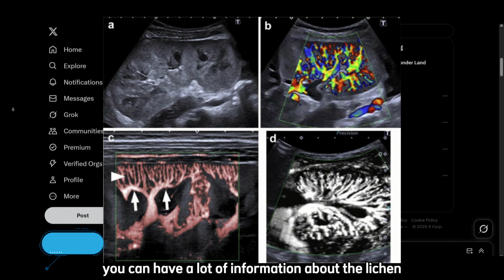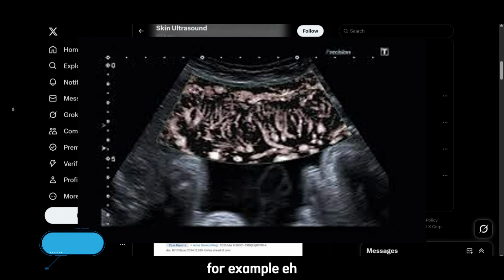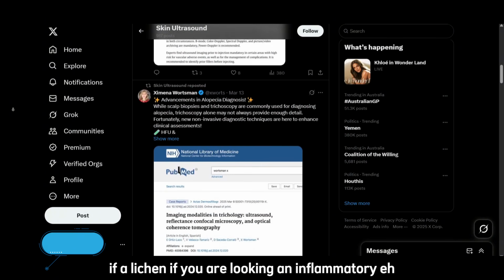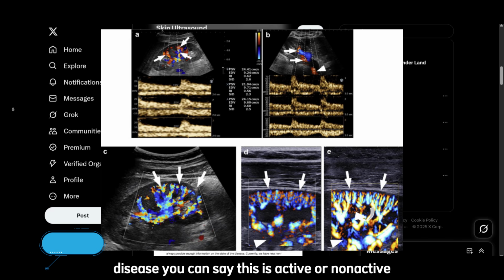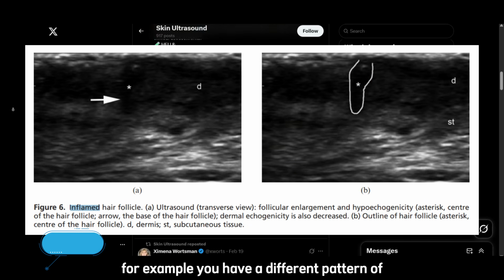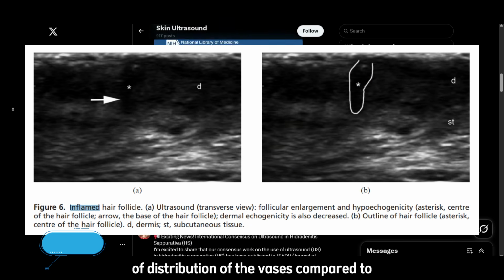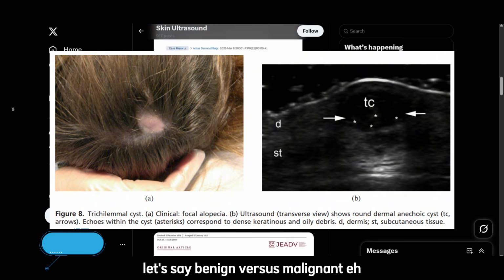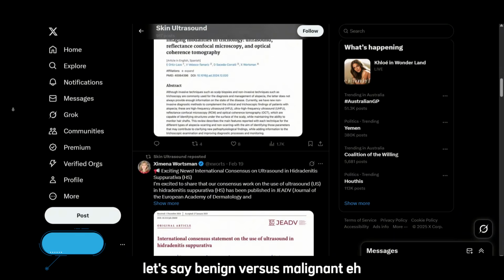And if you look at the vascularity, you can have a lot of information about the lesion because you can discriminate. For example, if you are looking at an inflammatory disease, you can say this is active or non-active. Or if you are looking at a tumor, you have a different pattern of distribution of the vessels compared to, let's say, benign versus malignant.